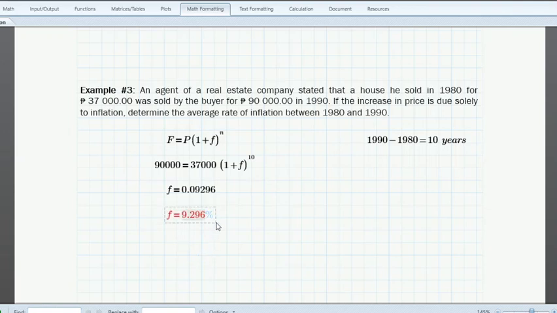Okay? So, ito na yan. Kasi ang sabi lang naman sa problem is that increase in price is due solely to inflation. Okay? So, example number 3, again, is the last example for inflation.